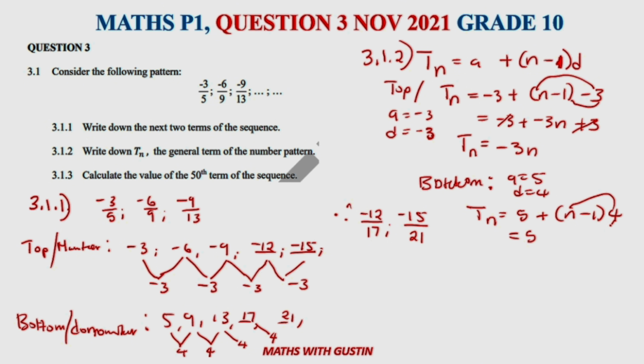Gonna remove the bracket here, remove the bracket there. We're going to have 4n minus 4. Therefore, we're going to have 4n, 5 minus 4 is going to give us plus 1. Okay. Therefore, once I'm done doing that, I can say, therefore, the original Tn is just going to be the top Tn, which is this one there, which is minus 3 all over the bottom, which is this one there, 4n plus 1. Okay, can you see, guys?